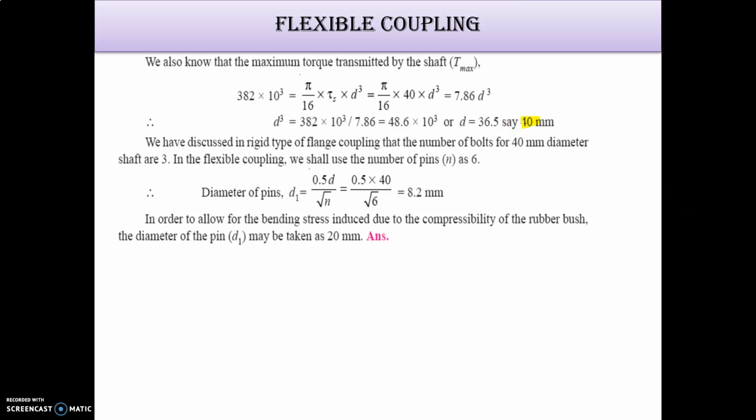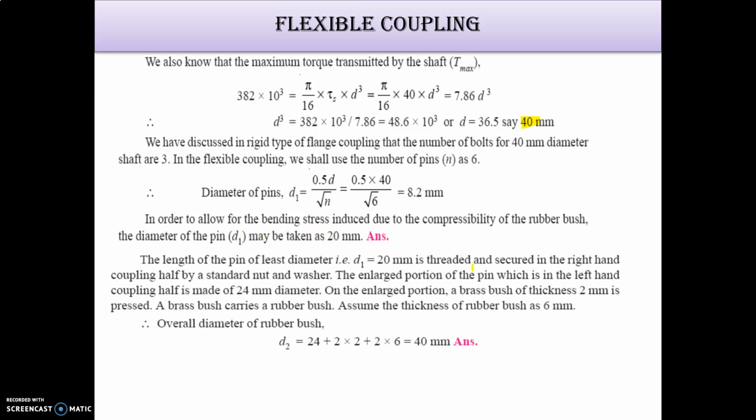Okay. So based on the diameter of shaft, we can find out the diameter of the pin with the help of this formula. That is, diameter of pin small d1 is equal to 0.5 times small d upon root of n, which is 8.2 mm. But in order to allow for bending stress induced due to the compressibility of the rubber bush, the diameter d1 should not be less than 20 mm.